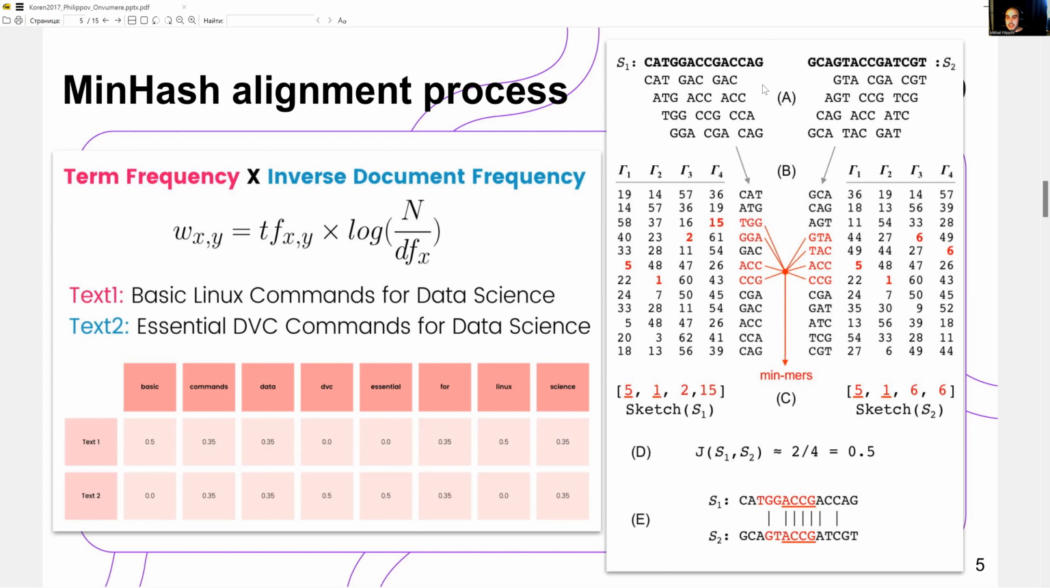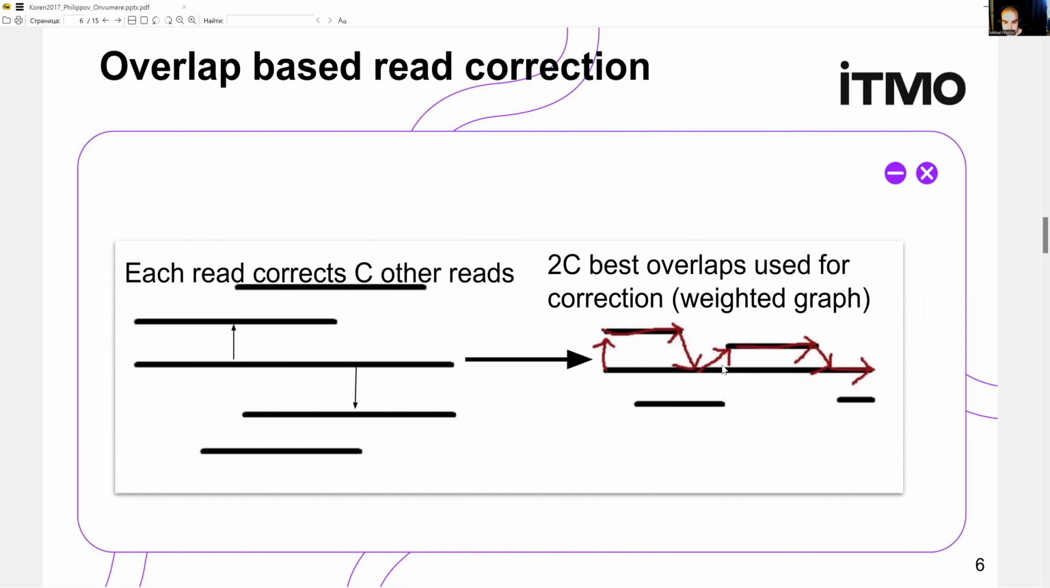The next part is the read correction per se. Sorry for my paint artwork here, but the procedure is pretty simple. We already identified the overlaps, and for each read, we take some constant number of overlaps, which, let me mention, are weighted already. For each read, we construct a directed weighted graph, and the path with the maximum weight will be our corrected read. So on this step, we adjust the read sequence itself.